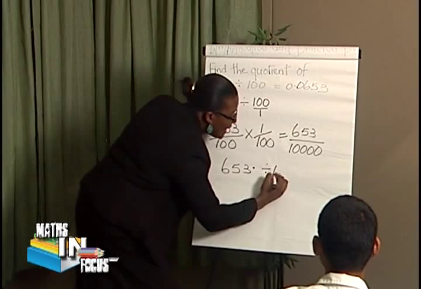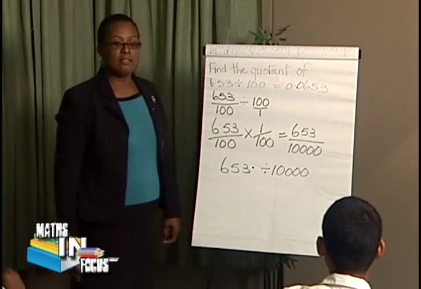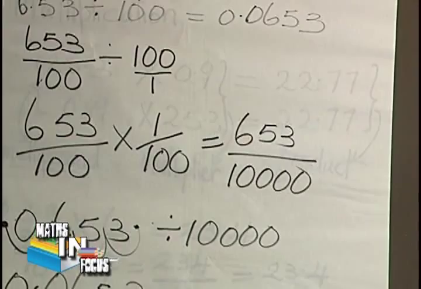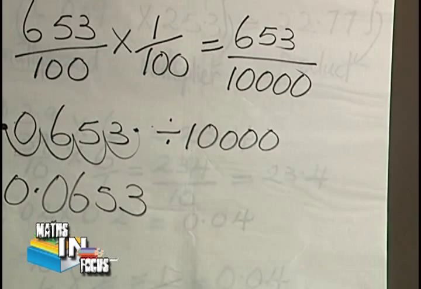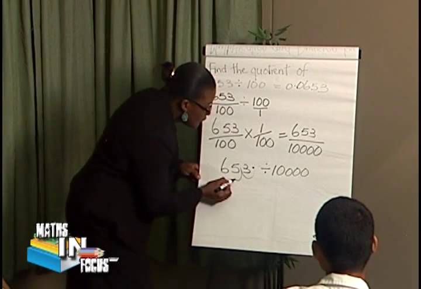So what we have there is 653. The point is here, and we're dividing by 10,000. How many zeros are in 10,000? 4. And those 4 zeros will indicate to me that I have to move 4 places to the left or to the right? To the left. So we move 1, 2, 3, 4.